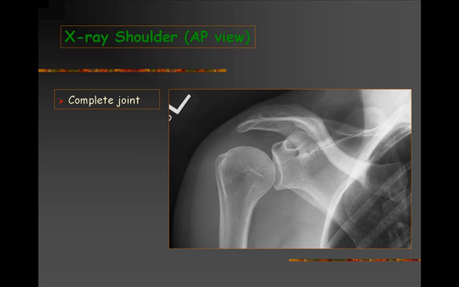As mentioned in the previous module, we must first assess whether the complete joint is included in the image. In this particular example, we see the medial end of the clavicle, the midshaft, and the lateral end of the clavicle here. The lateral end of the clavicle articulates with the acromion process of the scapula to form the acromioclavicular or AC joint.